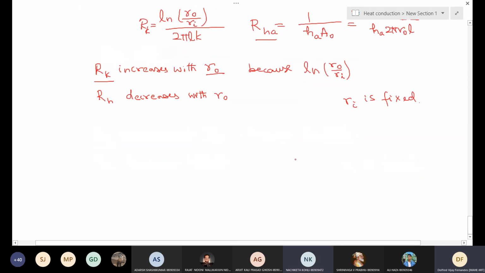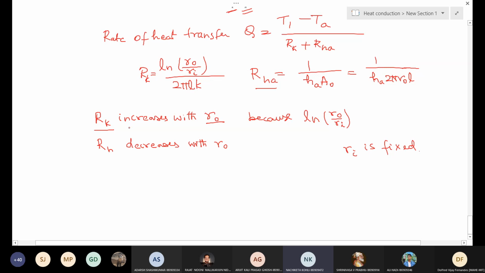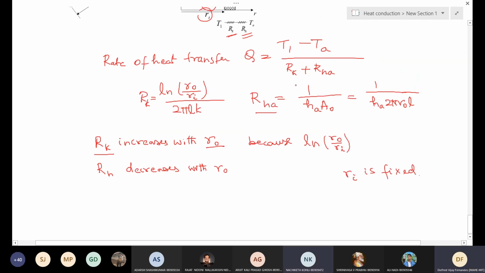Could you repeat the part that you had said about by increasing the insulation, we are actually increasing the heat transfer? Yes. So depending on which quantity, if Rk increases more than RH decreases, what will happen to the total? If Rk increases more than RH decreases, then the total also increases. So there is no decrease in heat transfer.